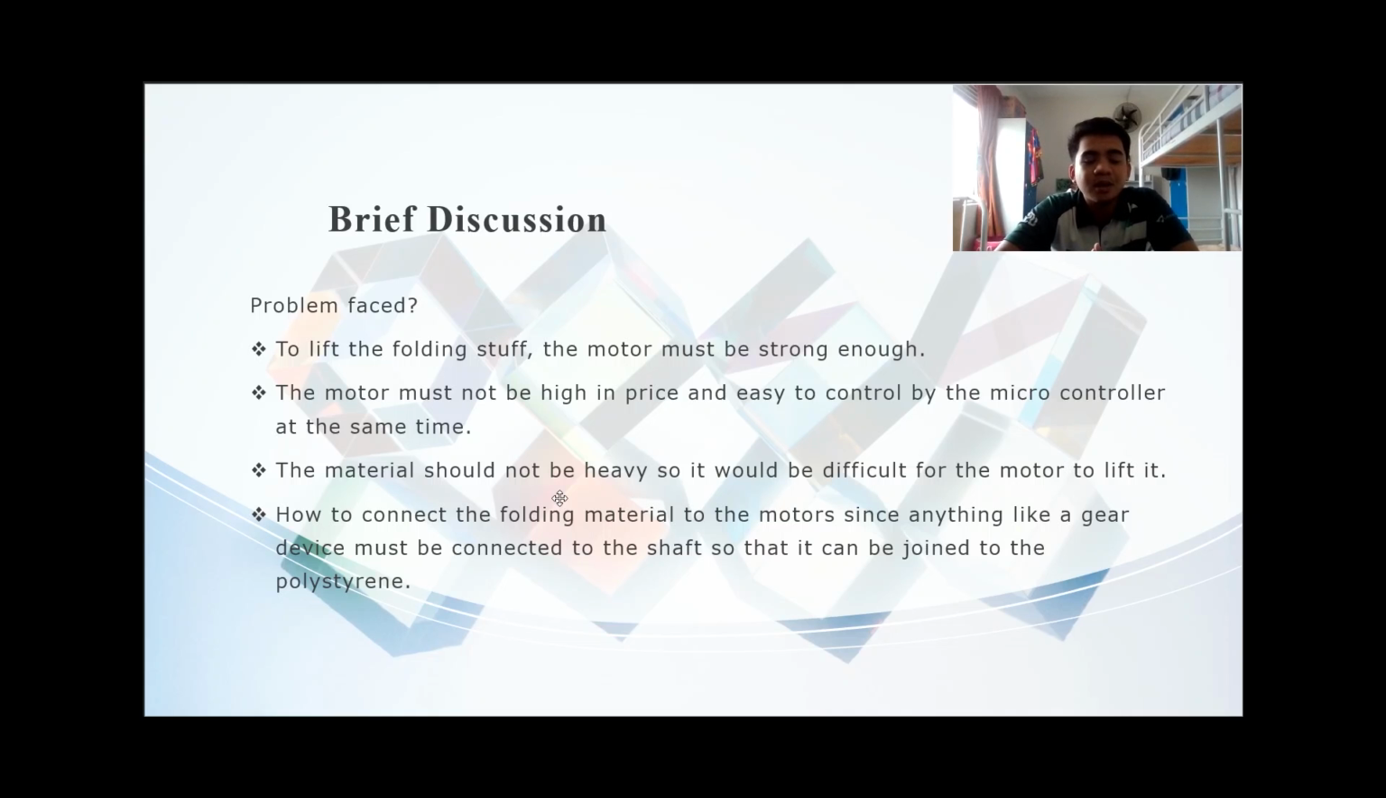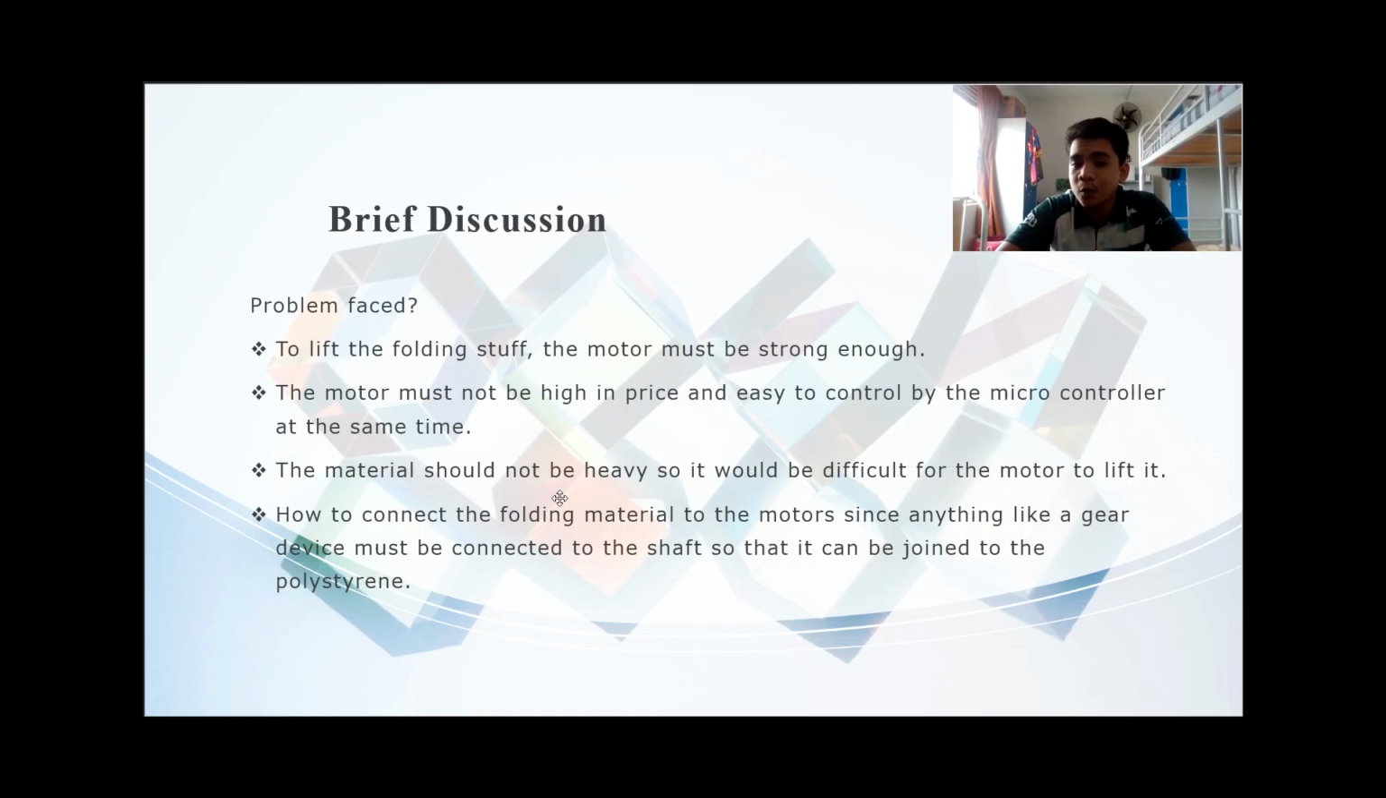Okay, so first of all, the problems faced. The first problem is to lift the folding stuff, the motor must be strong enough. For your information, the motor must be strong enough because we need to rotate 180 degrees to fold this machine. That's the first problem. The second problem is the motor must not be high in price and must be easy to control by the microcontroller at the same time.